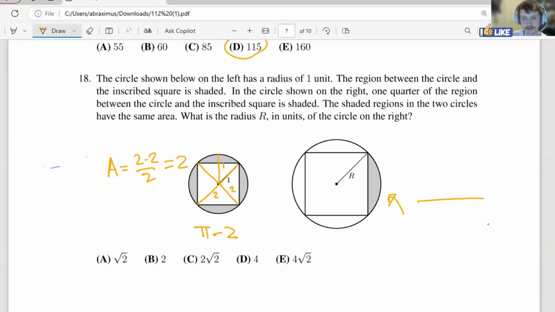So we have the area of this square is 2r squared over 2, being subtracted from the area of the circle, which is r squared pi, and then we're dividing that by 4.